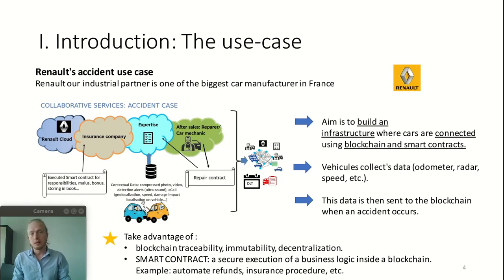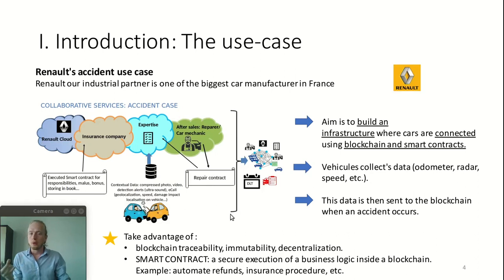When an accident occurs, the vehicle has previously recorded data, for example the odometer, the car speed, the radar, the images around it. And the use case wants to send that data when an accident occurs to a blockchain that also has smart contracts. The blockchain and the smart contracts will allow a collaborative service with an insurance, for example, an expertise, a car mechanic, etc.